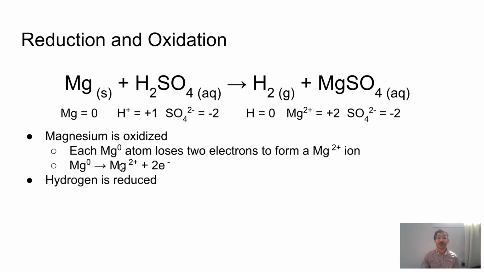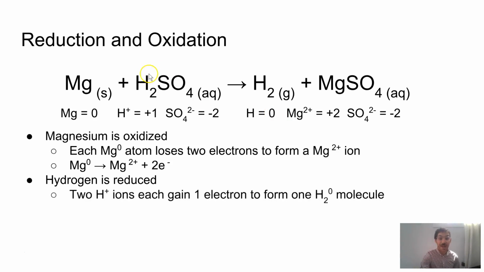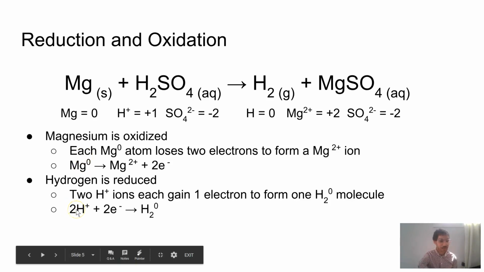On the other hand, hydrogen is getting reduced. Its charge is reduced from a +1 to a 0. So in this case, our 2 hydrogen atoms each grab 1 electron, and that forms 1 hydrogen molecule. If we were going to represent that with a chemical equation, we would show our 2 hydrogen ions each grabbing an electron to form 1 molecule of hydrogen.